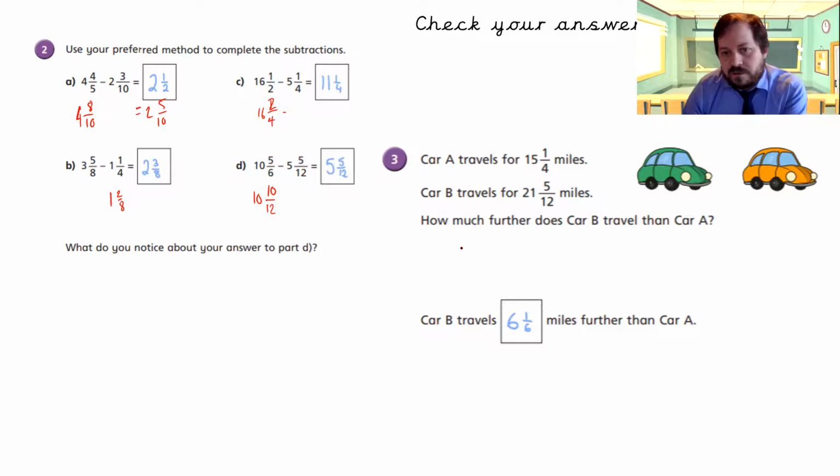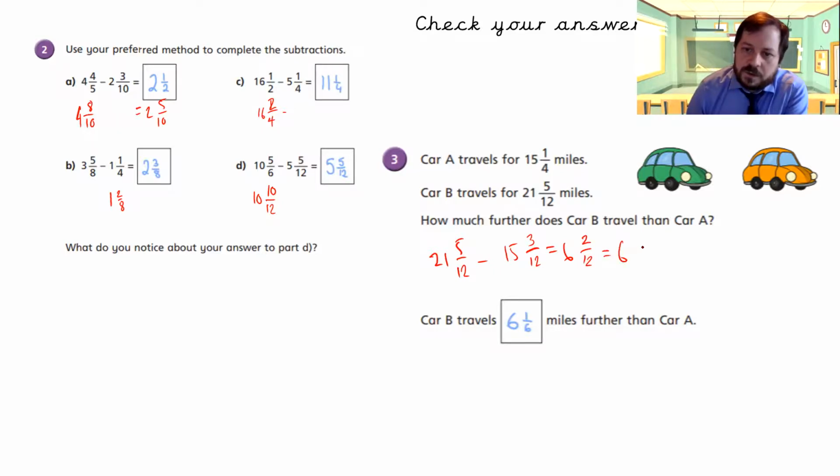Next one over here. A car travels for 15 and a quarter miles. Car B travels for 21 and 5/12 of a mile. How much further does car B go than A? So you're looking at a subtraction of 21 and 5/12 minus 15 and 1 quarter. Well, I want quarters in terms of 12ths, so I've got to times it by 3 to get 12. That means I can put a 3 there. And then I can do 21 minus 15, which is 6. And I can do 5 minus 3, which is 2. Both of those two are divisible by 2, so you get 1/6, which is the same as that. But obviously both those answers are the same.